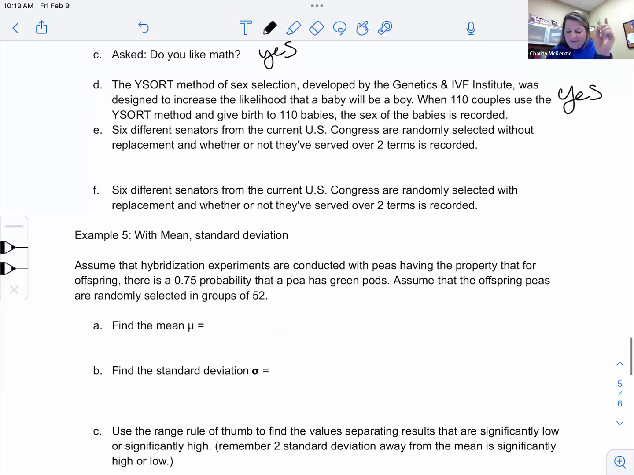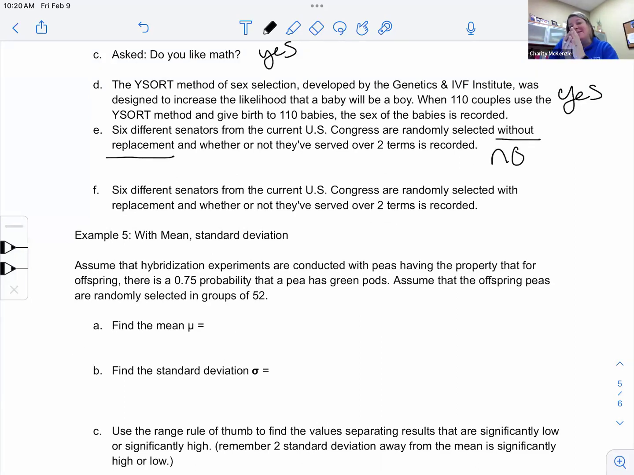Okay. 6 different senators from the current US Congress are randomly selected without replacement, and they're asked whether or not they've served over 2 terms. So the question of whether they served over 2 terms is a yes or no. We're good there. But where are we not good? Without replacement. So that is going to be that independent versus dependent question, right? They're going to be dependent upon who's left. So this is a no.